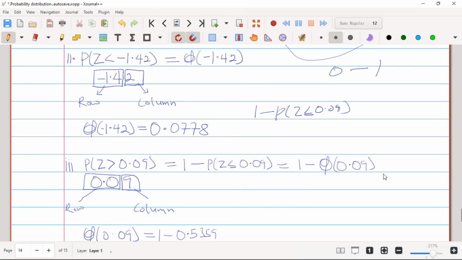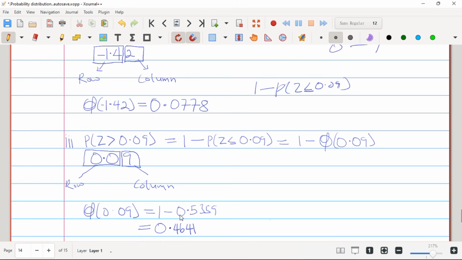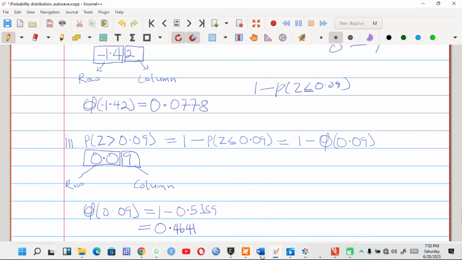So just find phi of 0.09 from the table. 0.09, as you can see here, can be grouped into two. The row will take the first two digits, that's 0.0, and the column will take the last digit, that's 0.09. So you just go to the table and locate where the 0.0 and the 0.09 meet. Then get our probability, subtract it from 1, and get our final answer. So let's go to the table.